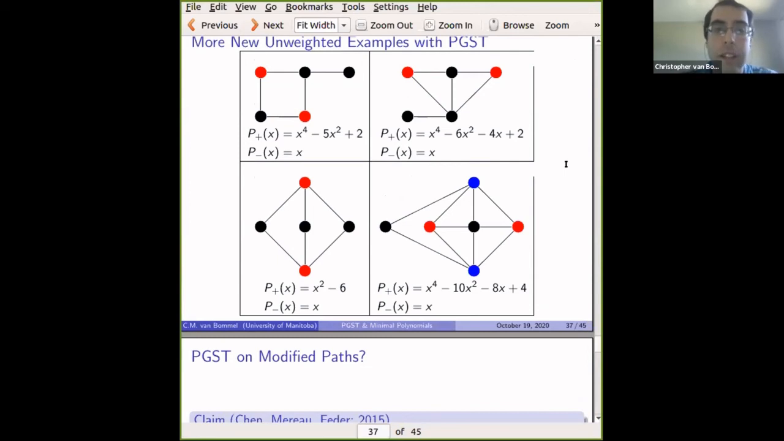And generally the ones I've found so far have p minus just being x. And so we have a few examples. Some of them can be modified. So the bottom left is K23, and that can be K2n in general. And we'd still get pretty good state transfer between the two vertices on one side.